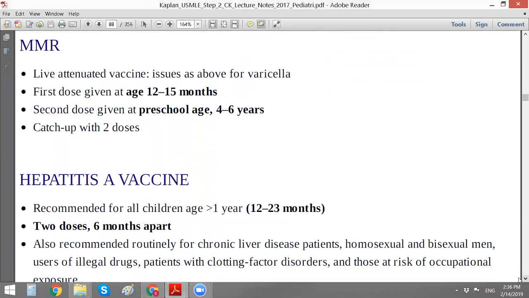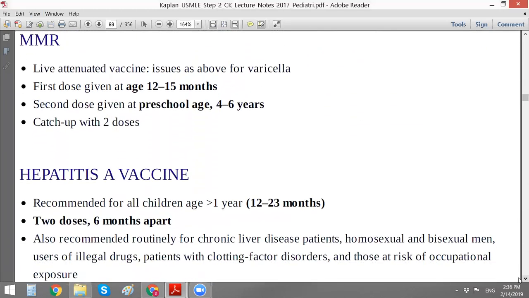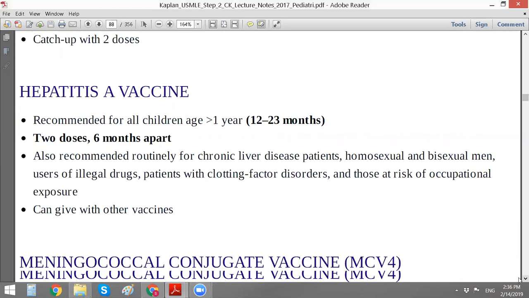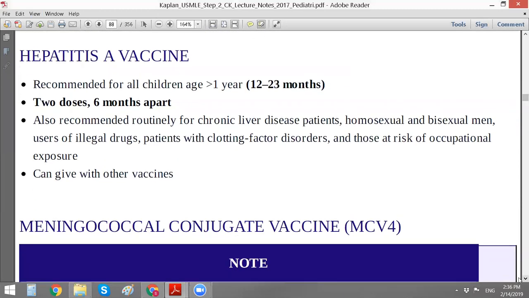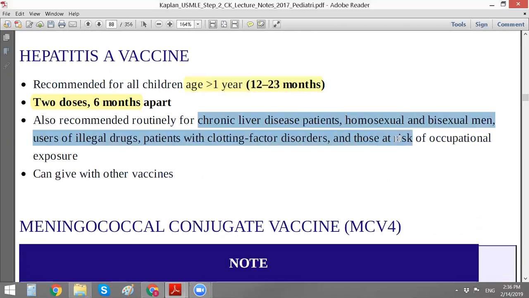MMR is live attenuated. The first dose is at age 12 to 15 months, the second dose at preschool, with 2 doses for catch-up. Then Hep A is at 12 to 23 months. We can give 2 doses, 6 months apart. Hepatitis A is also given for chronic liver disease, homosexual and bisexual men, users of illegal drugs, patients with clotting factor disorders, and those at risk of occupational exposure, and can be given with other vaccines.